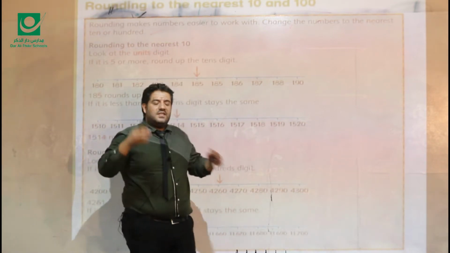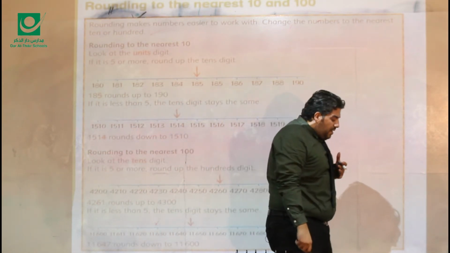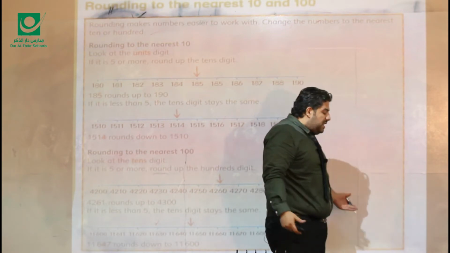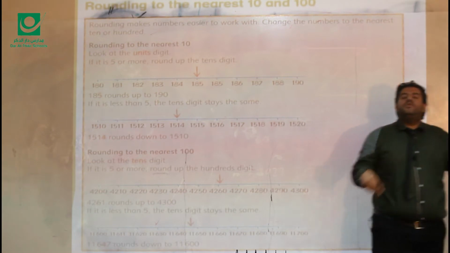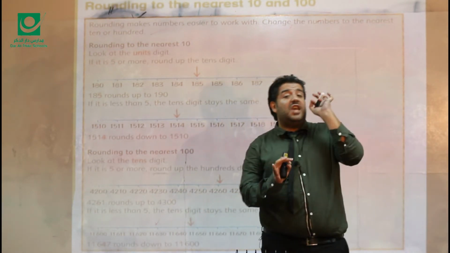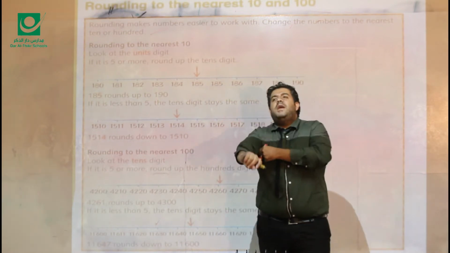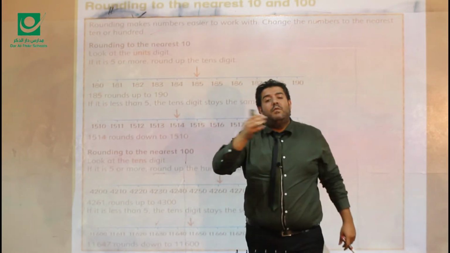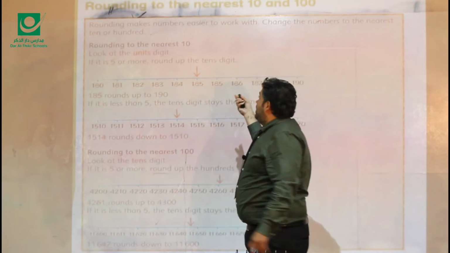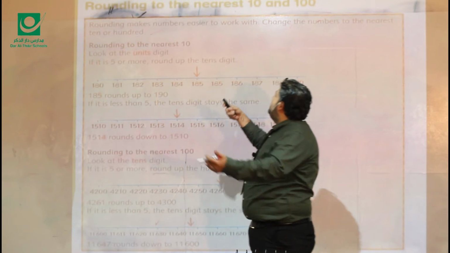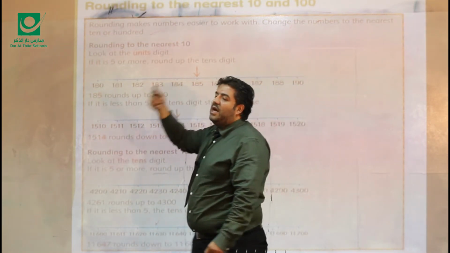For example, if I asked you, what is the distance between me and the table? For example, 1 meter, 2 meter, nearest to 2 meter. It means not exactly 2 meter, nearest to. Maybe 1.8, 1.9, 2 meter. Rounding makes numbers easier to work with. Change the numbers to the nearest 10 or 100.